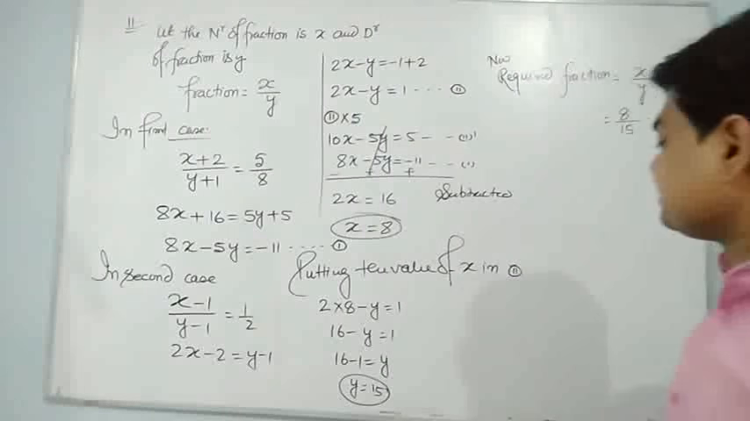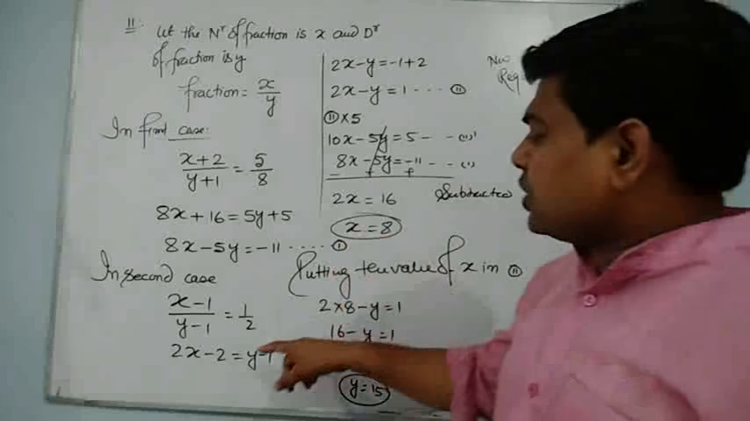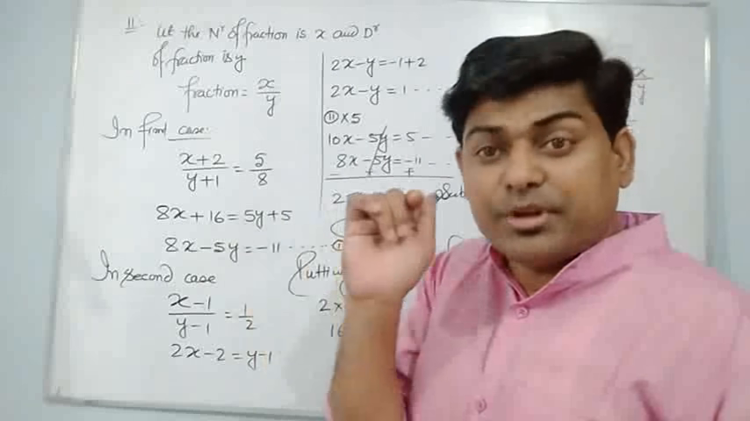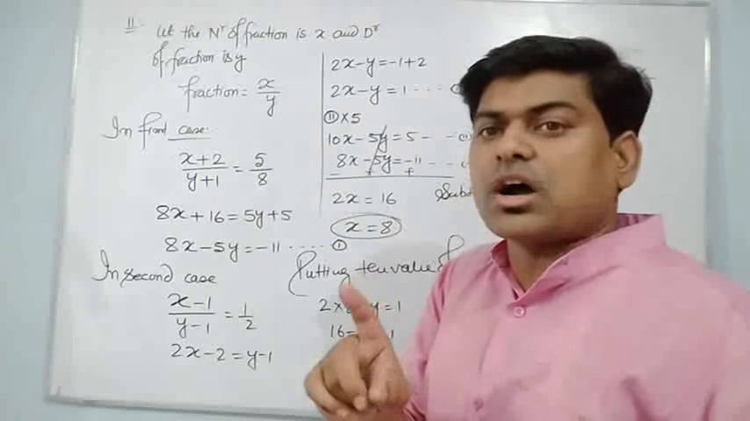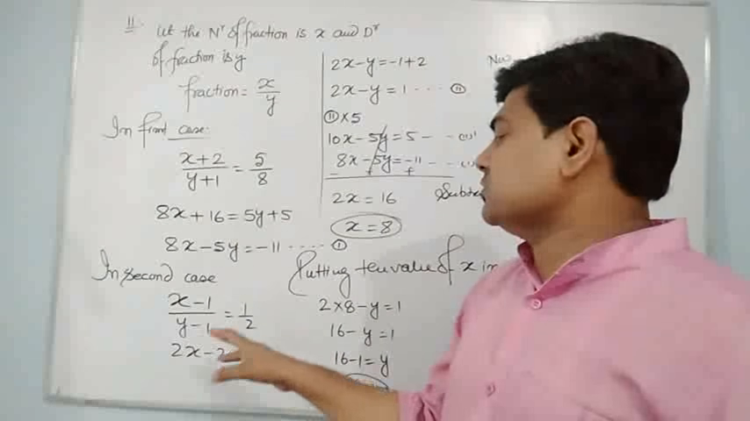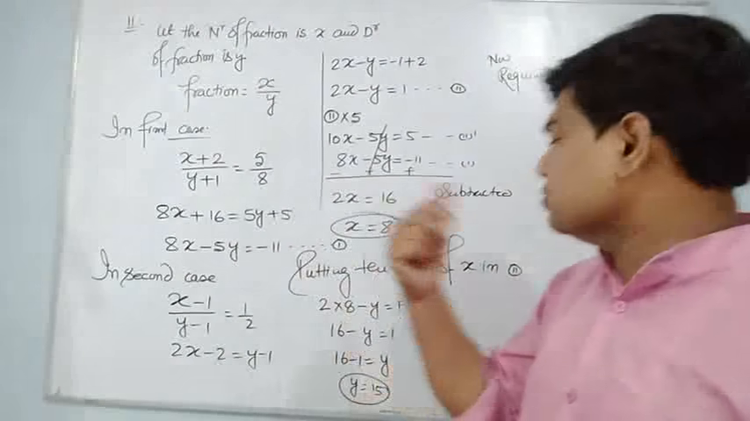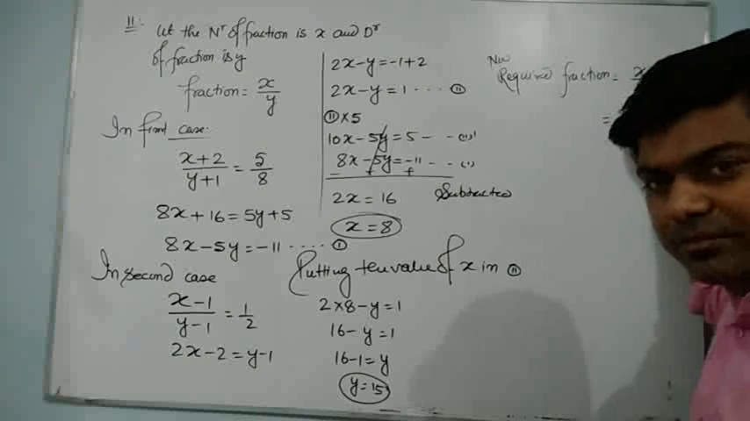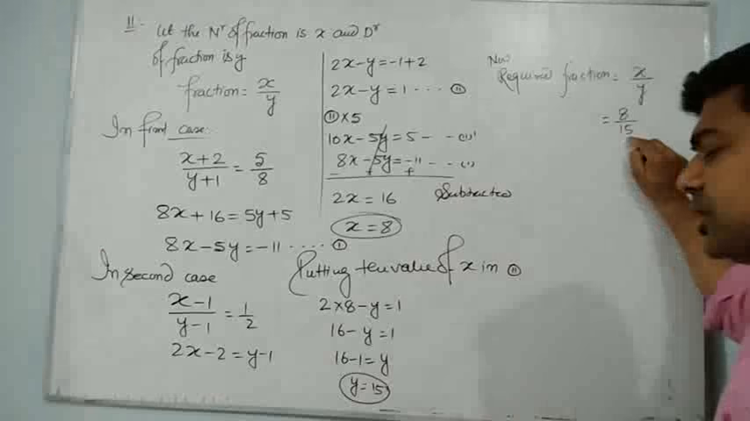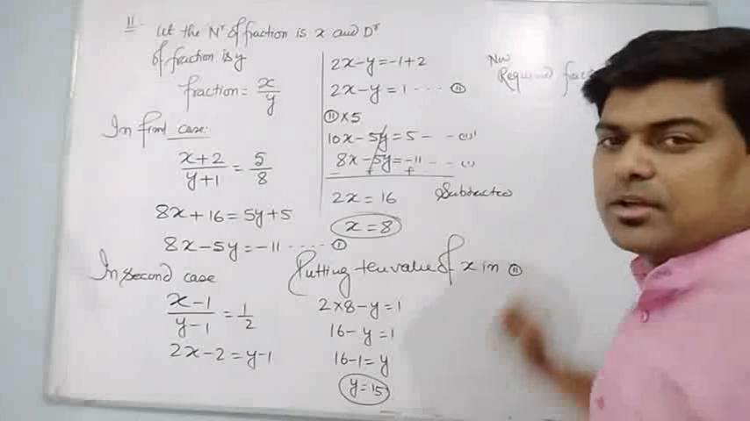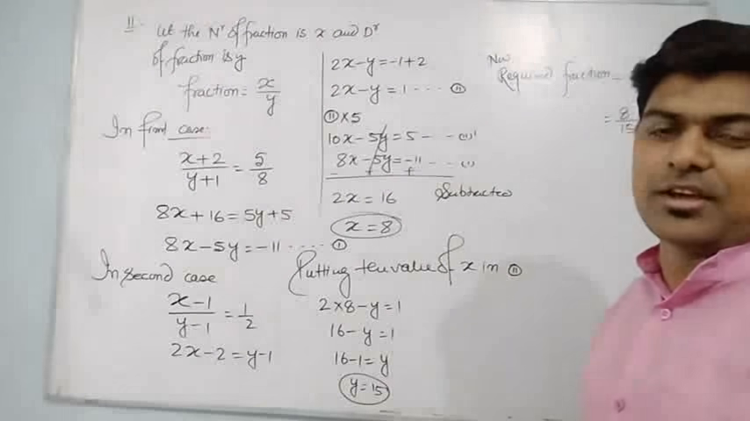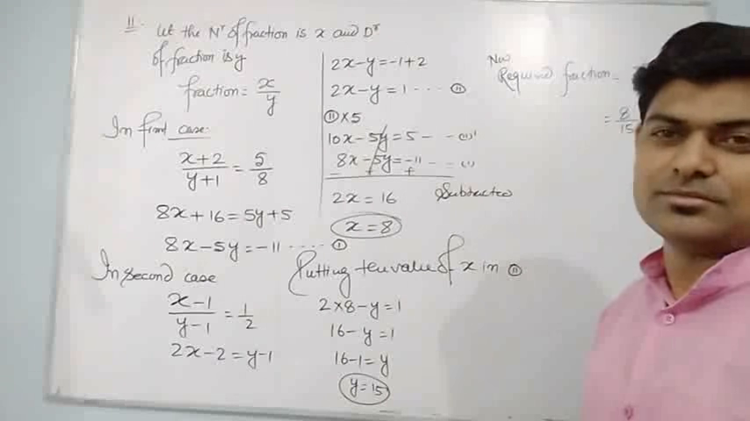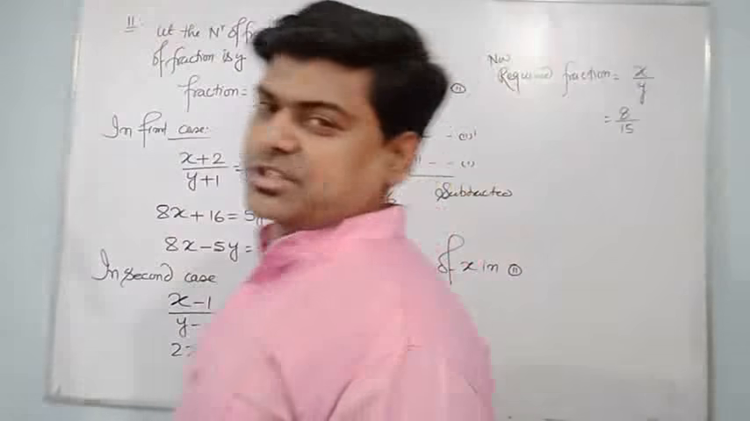Now the next one, it was when both numerator and denominator are diminished by 1, their value will be 1 upon 2. You can see when it is 8 minus 1, definitely it will be 7. When 15 minus 1, it will be 14, and 7 upon 14 can be written as 1 upon 2. So hope you have got all these things.